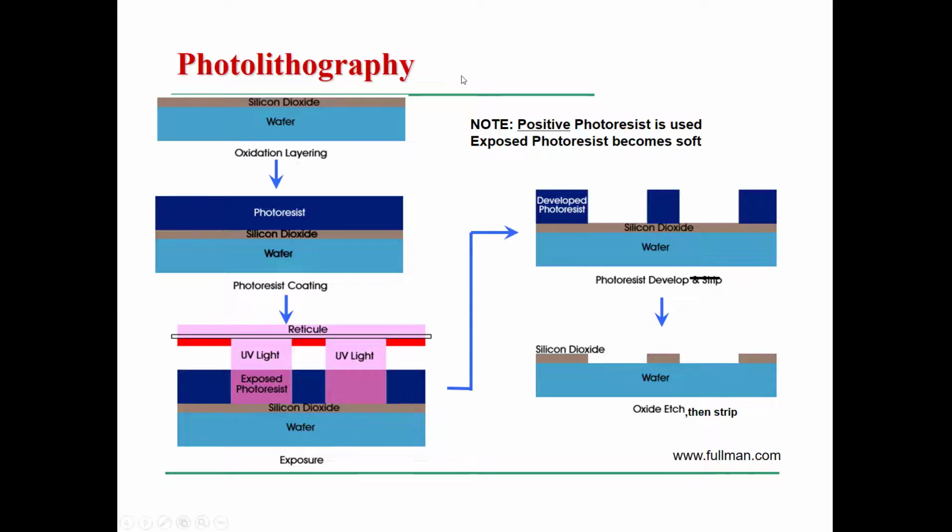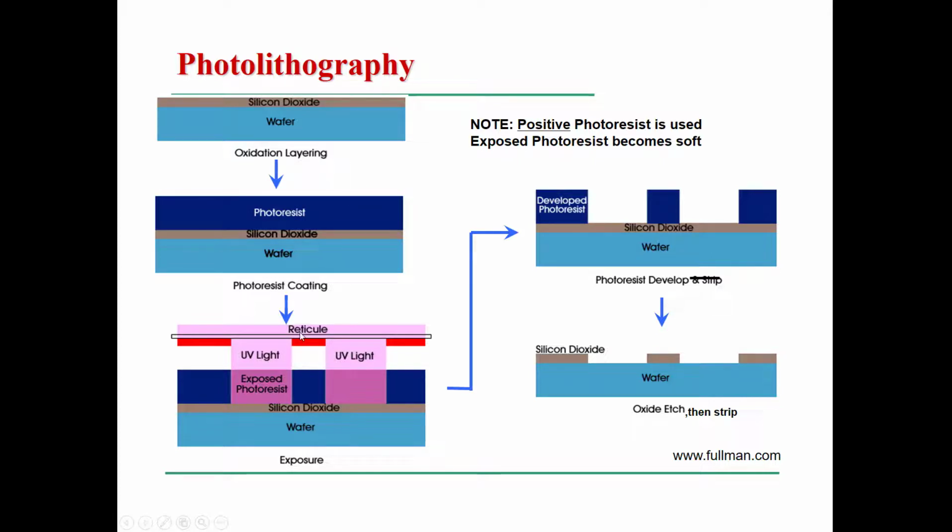Alright, so this is looking at the photolithography in a little more detail here, along with the etching that takes place after the exposure. So you start off, the silicon dioxide is grown on the wafer, on the surface of the wafer, and then the positive photoresist is applied.